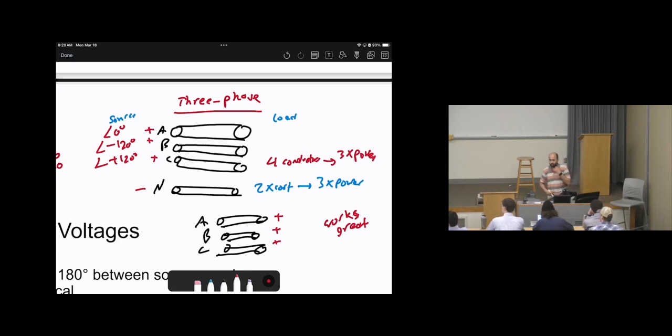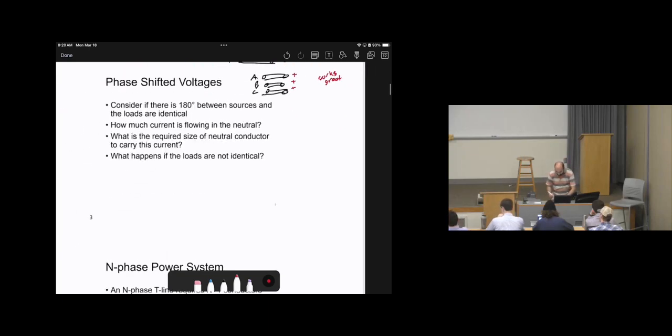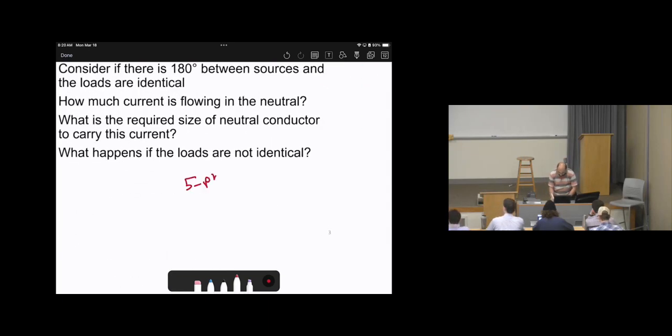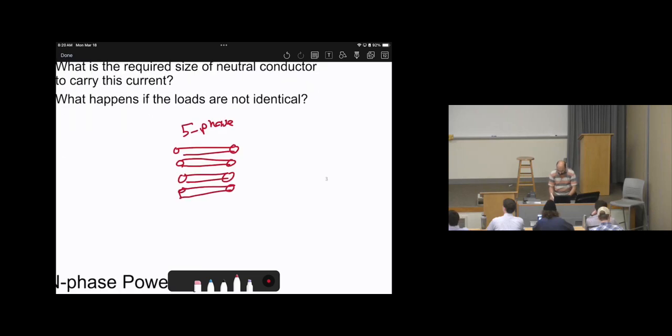Okay, so we have a cheaper option than 3-phase: 5-phase. Again, we prefer to use odd numbers: 5-phase, 7-phase, 9-phase, etc. So we have 5 phases, and with 5 phases we will have 5 conductors: 1, 2, 3, 4, 5. Phase A, B, C, D, E. Then we have the neutral.